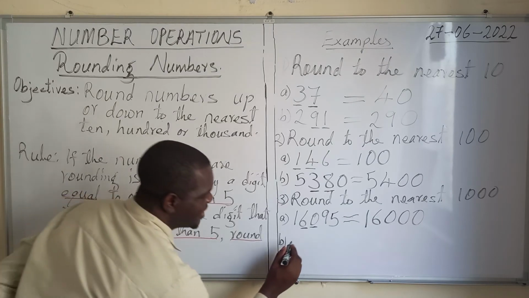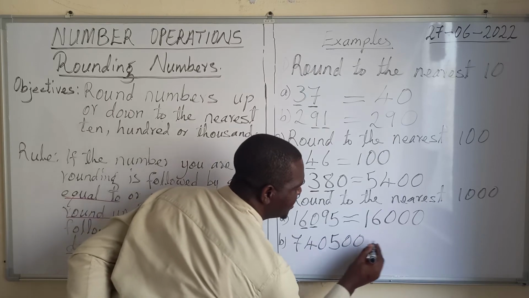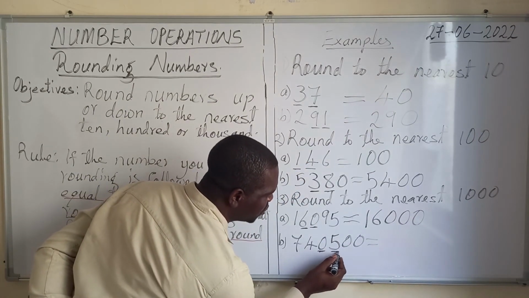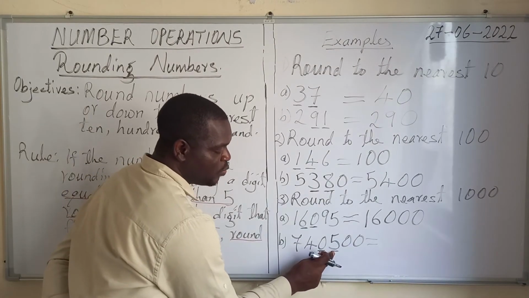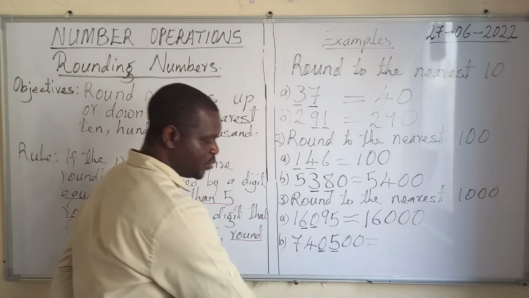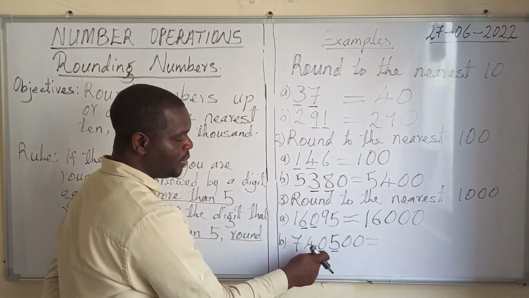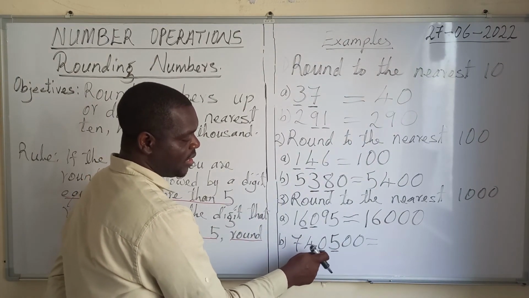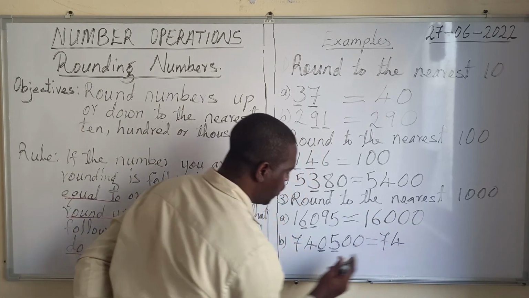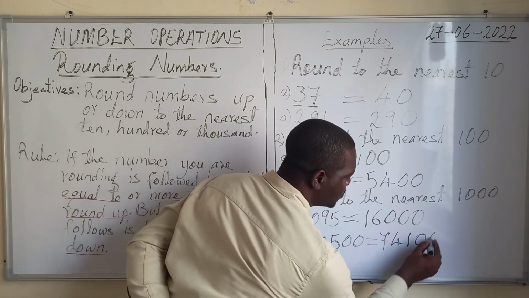And B, 740,500. To the nearest 1,000, our focus is on the 1,000 and 100 digits. If this is equal to or more than 5, you round up by adding 1 here. If it is less than 5, we suppress. So in this case, it is equal to 5, so we are going to round up and 0 will become 1. We are going to add 1 here. 7 remains 7, 4 remains 4, 0 becomes 1, and all the rest are zeros.